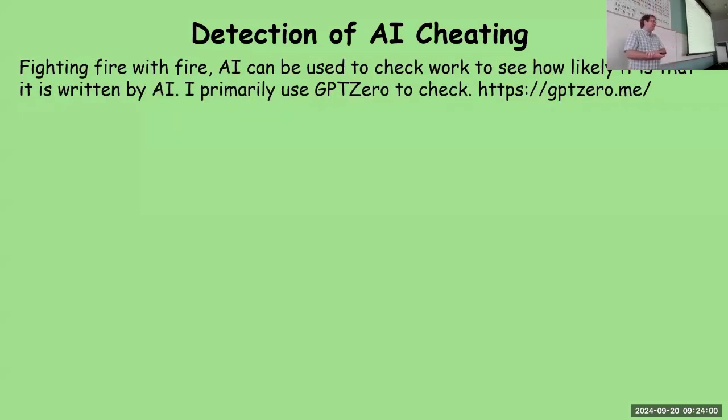So you can fight fire with fire. You can use AI to check work to see how likely it is written by AI. And I do this. I know that there are risks involved in it, but I do it. I primarily use this website, which I found to be the most reliable. It's called GPTZero. There's a website if people want to use it. You'll get a number of free scans, but if you make a free account, you get more scans a month. I go through a lot, but for most people, it's probably sufficient if you just make a free account.